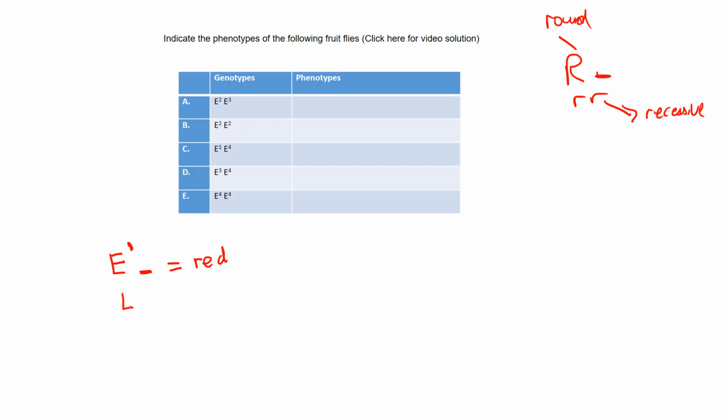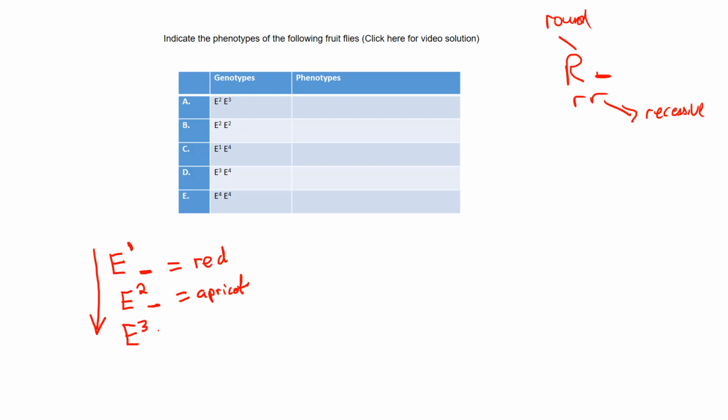Okay, E2. It doesn't matter what the other one is, but it can't be a one. It has to be something, either another E2 or something recessive to E2. That would be apricot. I'm going on information that I provided on, I think, page 15 of the notes. This is showing you the hierarchy of dominance. One, of course, is dominant to two, two dominant to three, three dominant to four.